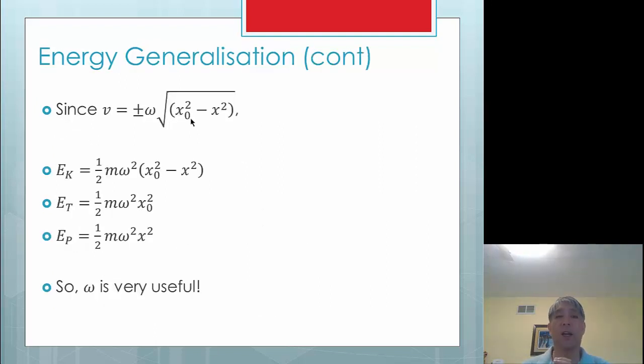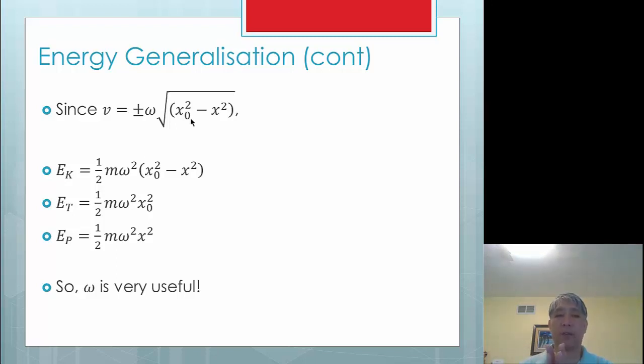So generalizing that, if my velocity is equal to plus or minus omega square root of x0 squared minus x squared, remember the squares are inside. If you need to look up the formula, please do so. And so my kinetic energy is going to equal 1/2 m omega squared (x0 squared minus x squared). Total energy we've already talked about, and potential energy as well.